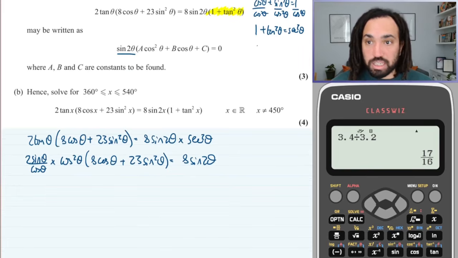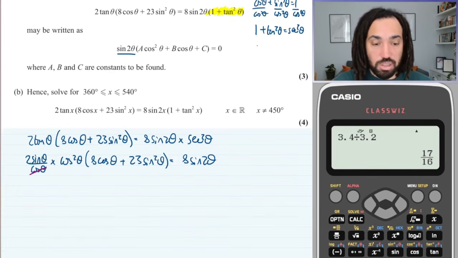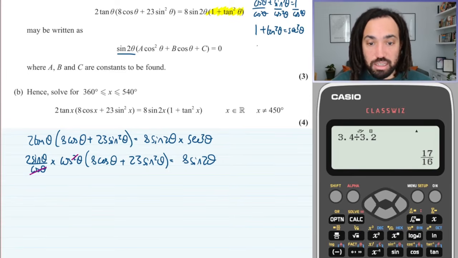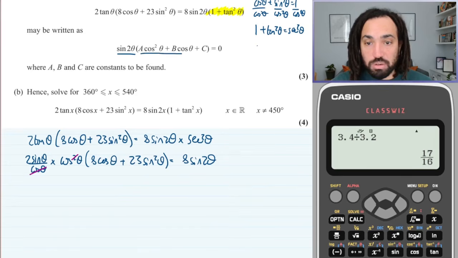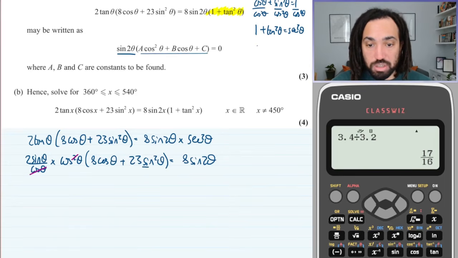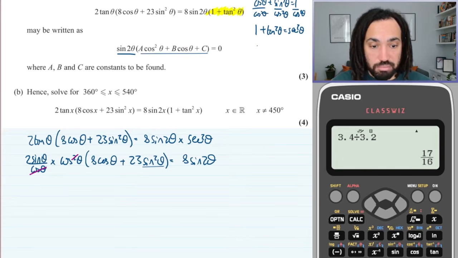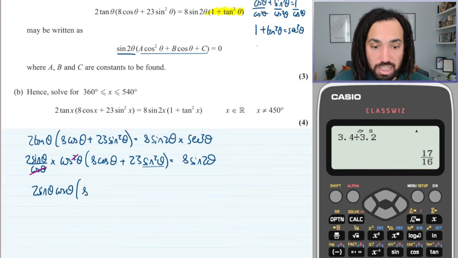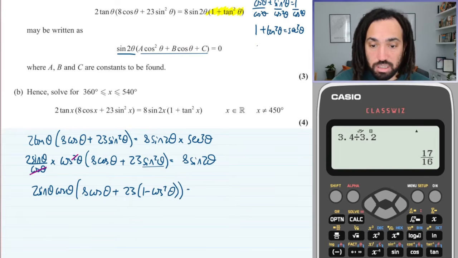But what I can do is I can now cross off a cos here and cancel with that cos there. And also I can see that in my answer there's only coses. So I need to swap out this sine squared theta with a 1 minus cos squared, again using the original cos squared plus sine squared equals 1 identity. So we get 2 sine theta cos theta here, 8 cos theta plus 23 (1 minus cos squared theta) is equal to 8 sine 2 theta.